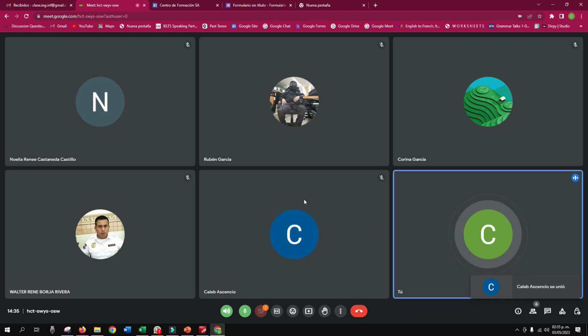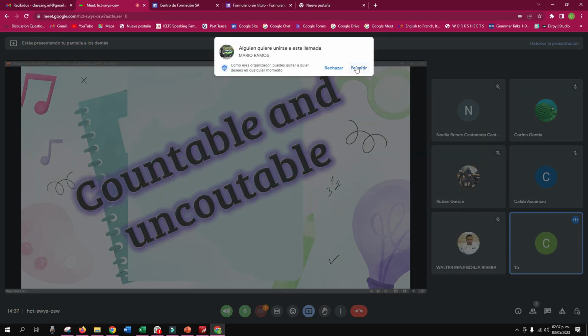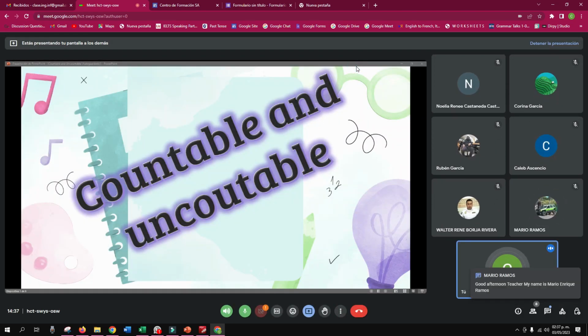Do you remember in the last class we were making a review about object pronouns, right? So today we're going to start with a new topic. I don't know if you have ever studied this or know something about countable or uncountable nouns. Do you know something about that? So we're going to start with countable and uncountable nouns.